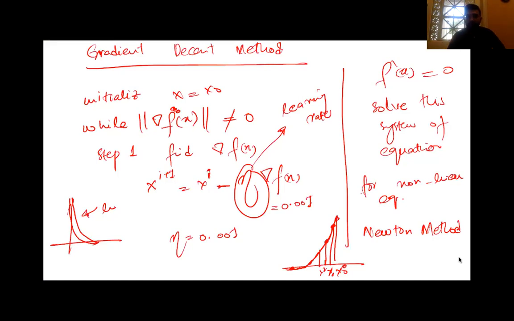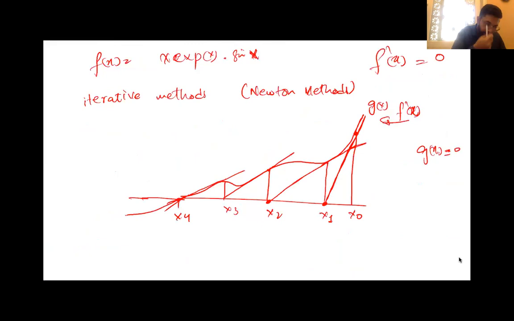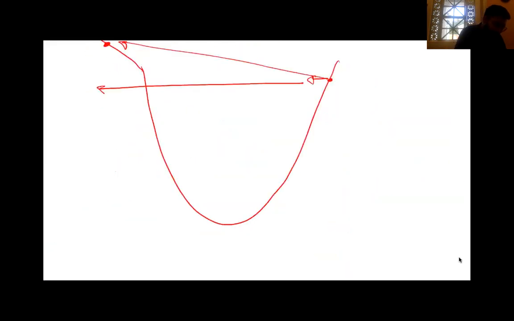What if x is on the left? If x is on the left, same thing. If x is here, the direction of the decrease is this. So you would come here, and then here, then here, and so on.